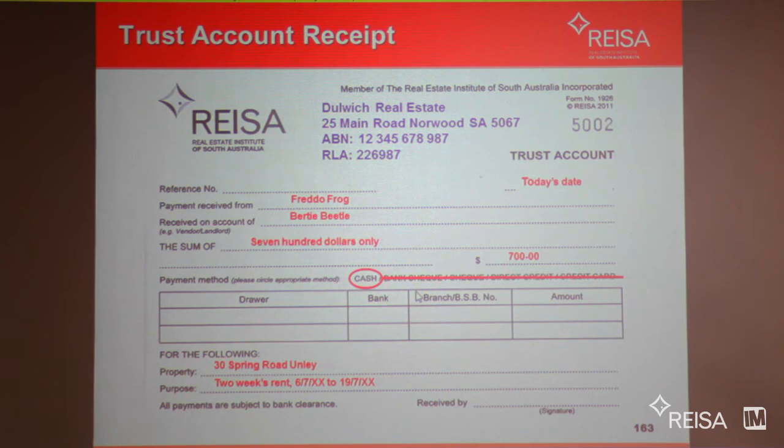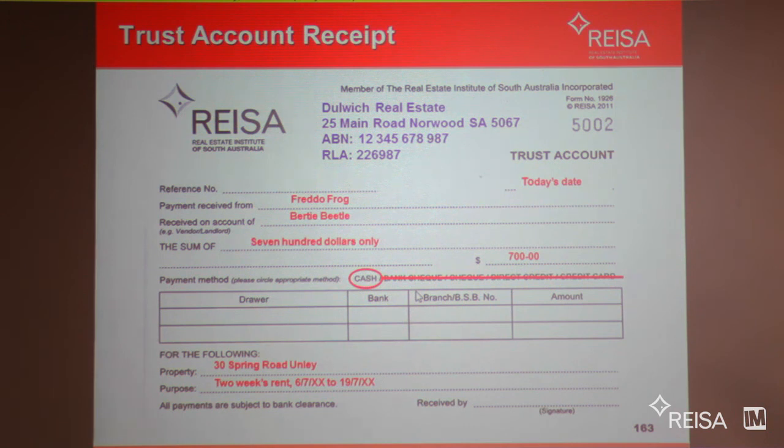But if you actually count it on your fingers, and I would encourage you to always do these calculations by counting on your fingers, if you count from the 6th to the 19th, that is actually 14 days. So always make sure that you do that. So it's 2 weeks rent for the period 6th of July to the 19th of July.